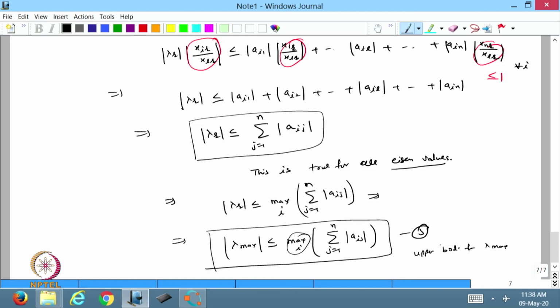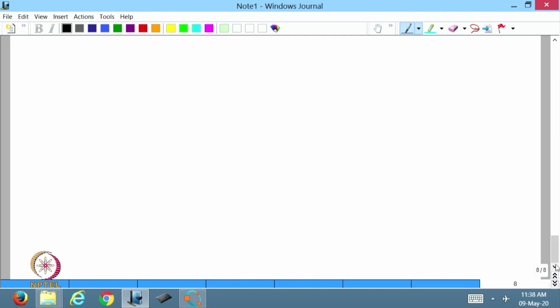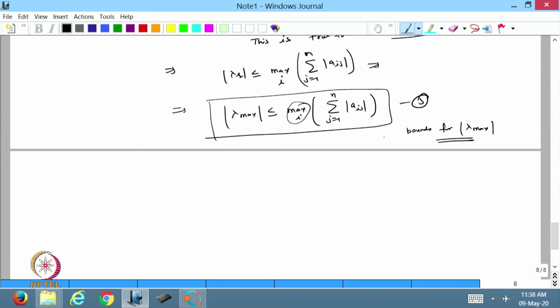Upper as well as lower. So, from here you can write that these are bounds for lambda max. So, let us stop here.